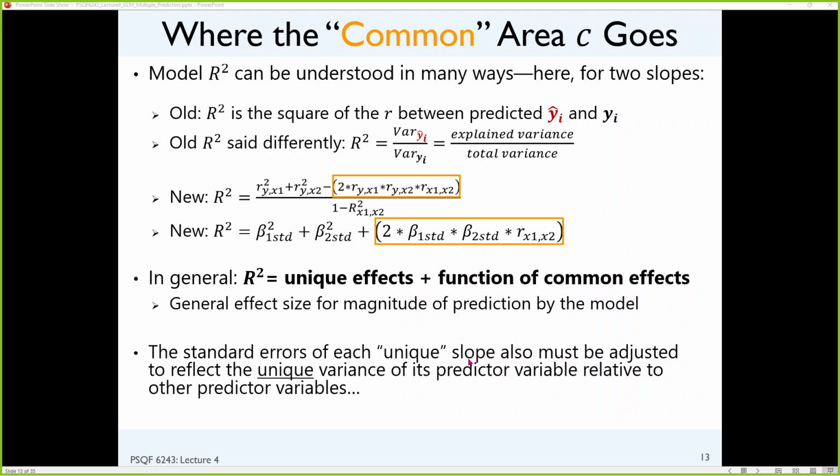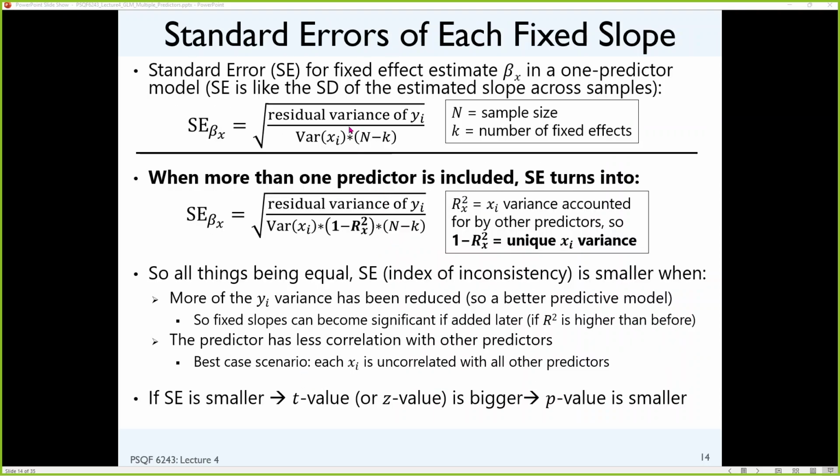The standard errors also have to take into account what is unique, and so that formula changes as well. So the initial formula I showed you for how standard errors are found is the residual variance of the outcome divided by the variance of the predictor that the slope is for, multiplied by sample size minus k. Remember fixed effects here. That is all still true, but now there's this new part in here. 1 minus the unique variance in x. So the standard error reflects, in part, how much information the predictor uniquely brings to the table. And if it doesn't bring a lot of information, then standard errors go crazy. They can get very large.